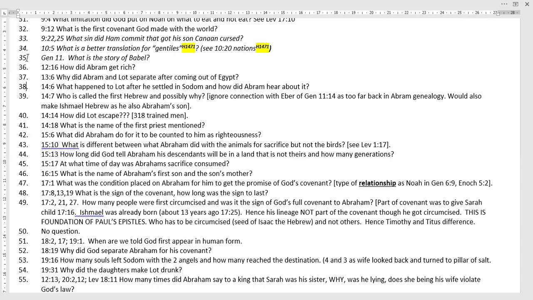Question 38. What happened to Lot after he settled in Sodom, and how did Abraham hear about it? Basically, where he was living got invaded and he got captured and taken away. And in verse 13, there came one that had escaped and told Abraham the Hebrew, for he dwelt in the plain of Mamre the Amorite. Basically, he came and told Abraham. And note in verse 14, Abraham took his trained servants and went and rescued Lot.